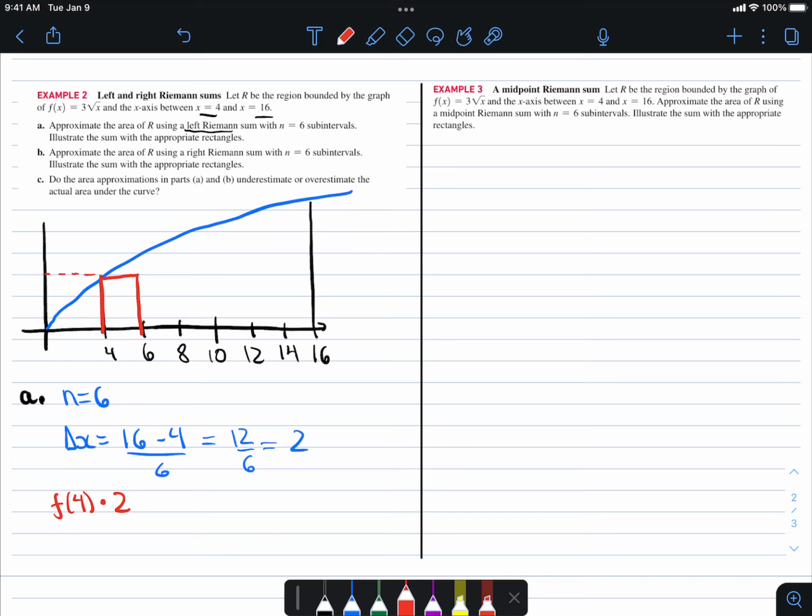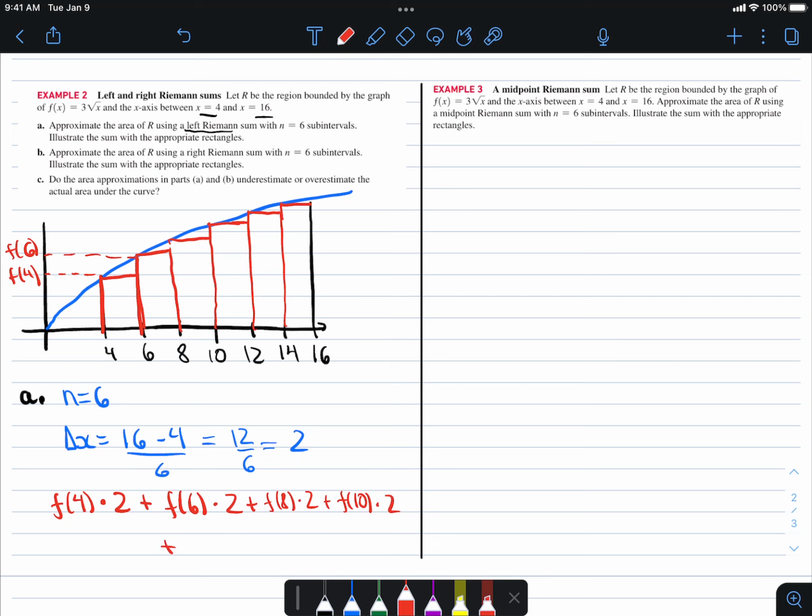The height is f of 4. And then plus f of 6 times 2. They are all base 2. Right? This is f of 6. And then f of 8 for the next one, f of 10 for the next one, f of 12 for the next one is the height, f of 14 for the next one, and 16 doesn't show up. So f of 8 times 2 plus f of 10 times 2 plus f of 12 times 2 plus f of 14 times 2.